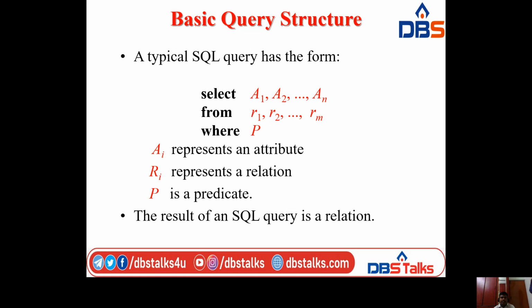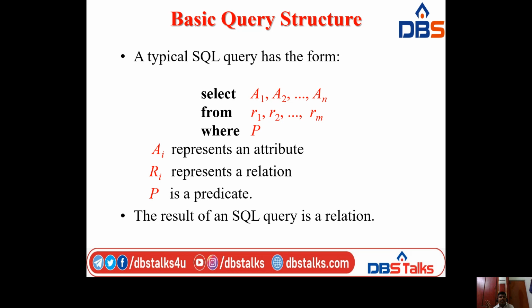Basic query structure. A typical SQL query has the form which contains three very important clauses: select, from, where. The select clause contains a set of attributes. The from clause contains a set of relations. Where is used to specify the predicate. The purpose of the predicate is to specify the condition.